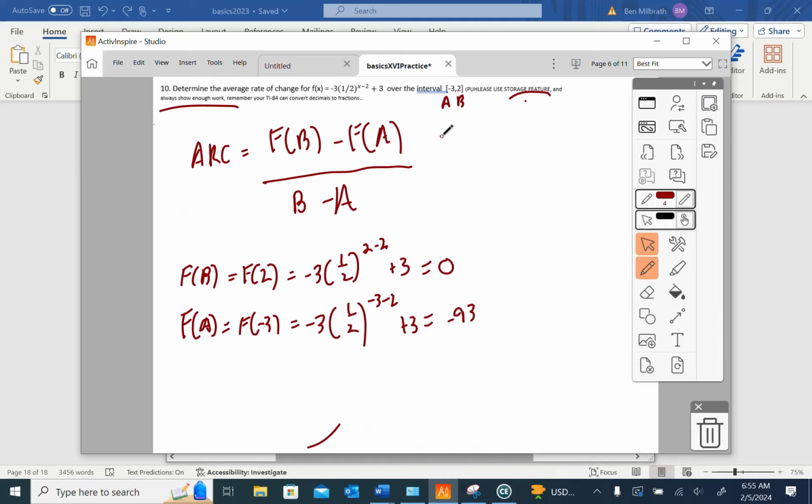And I plug in. F of B was 0. 0 minus a negative 93, because there's a minus, over 2 minus a negative 3. And, by all means, push buttons if you got to push buttons. But the top's going to become 93. The bottom's going to become 5, because taking away negative is addition.